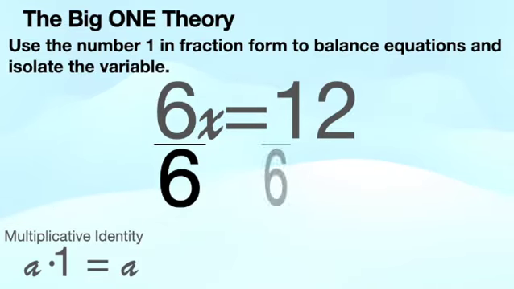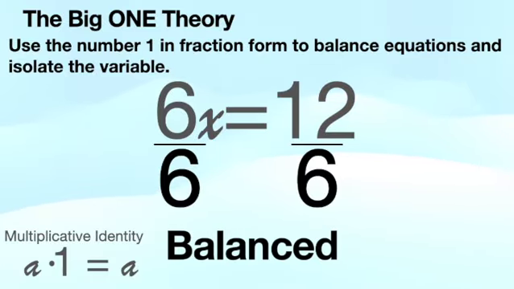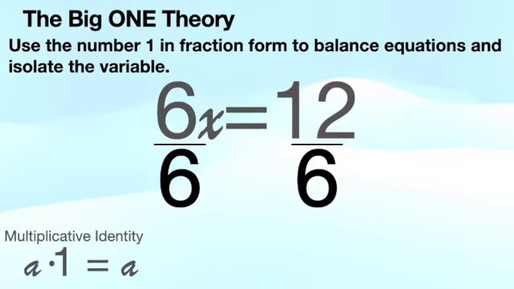But you also have to remember, to keep an equation balanced, if I do one thing to this side, I have to be fair and do the exact same thing to this side. This is now a balanced equation. So let's simplify. How do you simplify? Well, what do you see?